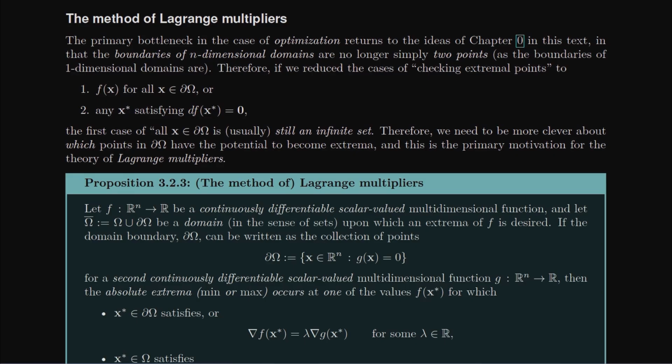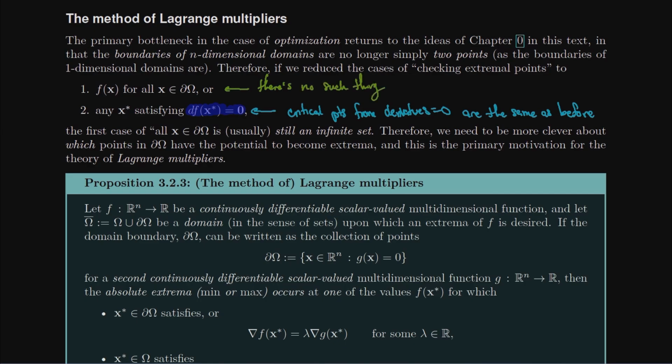Things get trickier in multiple dimensions. It's not too hard to still work with the idea of critical points. Critical points from derivatives equal to 0 are the same as before. But the big problem in multiple dimensions is that there's no such thing as endpoints to check. In higher dimensions, our domains are no longer intervals, and since they're no longer intervals, they don't have endpoints. They have boundaries, certainly, but they don't have endpoints.